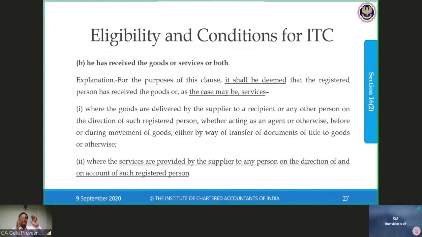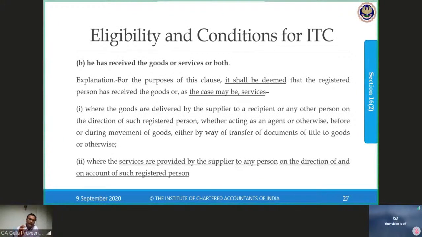Rather, what I will do, I will instruct the supplier in Pune, please deliver in Indore. There is a point in Indore. Now, this provision says, where the goods are delivered by the supplier to a recipient or any other person. This other person is nothing but the Indore fellow, on the direction of such registered person. I have directed, please deliver to that person. That person is acting as an agent or otherwise. Now, when I deliver to my customer in Indore, he is not an agent. He is otherwise. That means he is a customer.